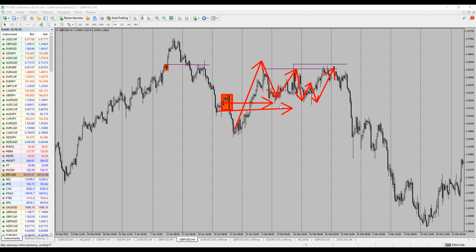Of course, guys, if you are going to trade this strategy blindly, if you are going to overtrade, you are not going to be successful. So you have to apply some filters for your own safety, all right, for your own safety.